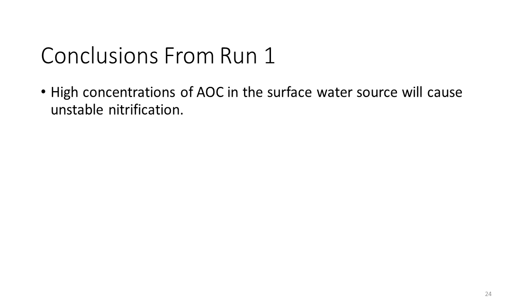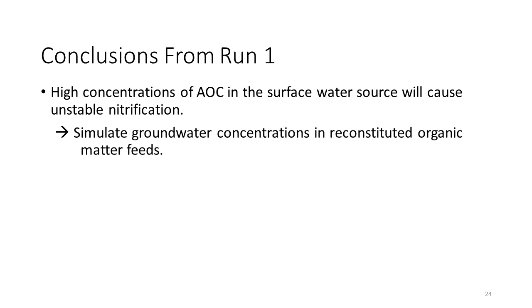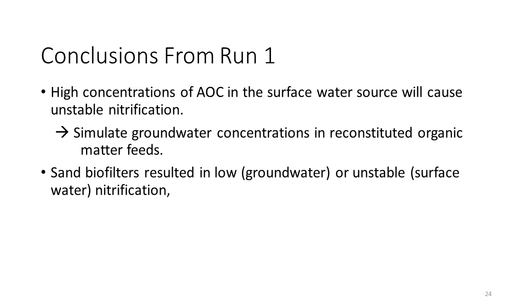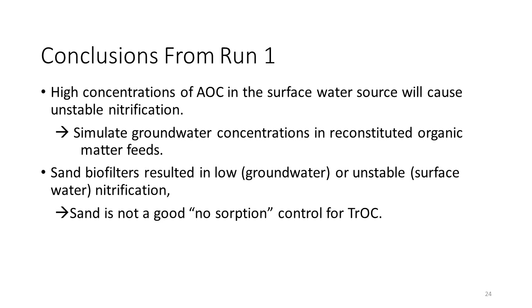Okay, so our conclusions from our first run were that the high concentrations of AOC in the surface water are going to cause this unstable nitrification. So with our reconstituted natural organic matter, we're going to use concentrations that are more similar to the groundwater. And the sand biofilters resulted in low or unstable nitrification. And so we decided that sand is not going to serve for us for a good no sorption control because the nitrification doesn't even look like what it does for GAC. So it's not really serving its purpose. So we decided to use only GAC biofilters.